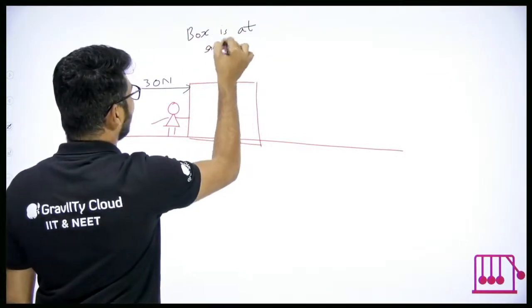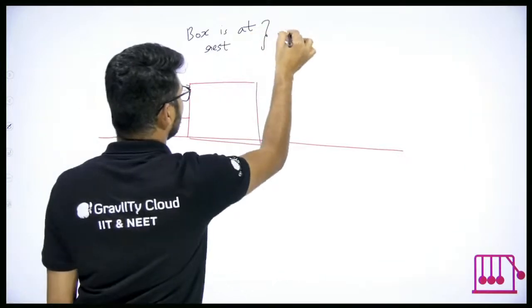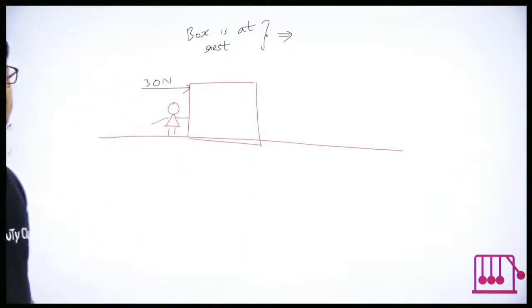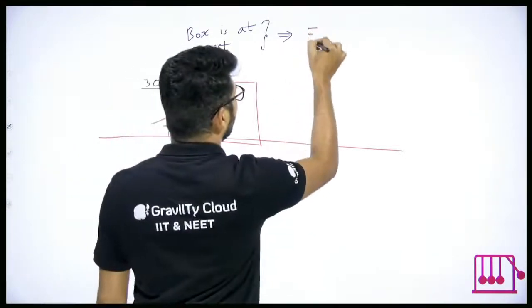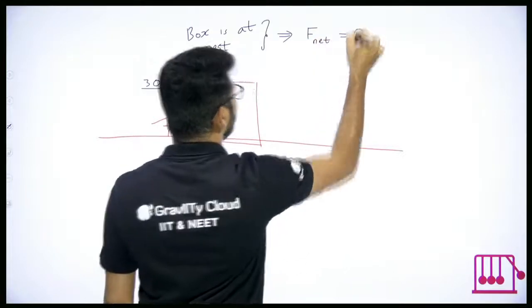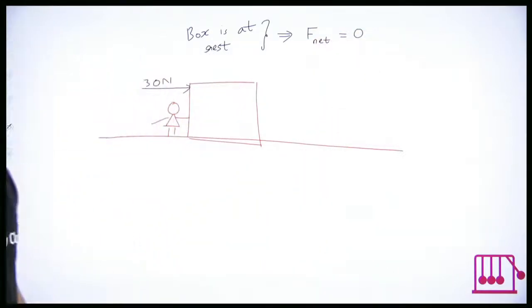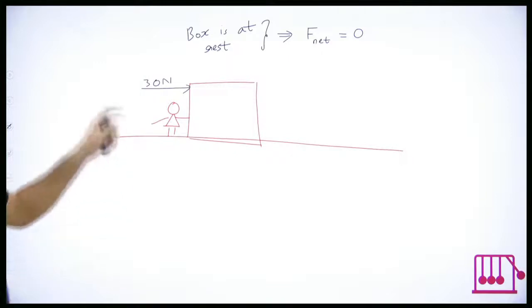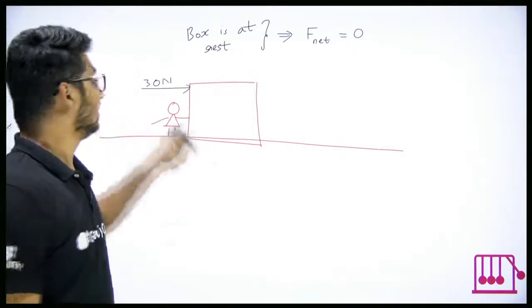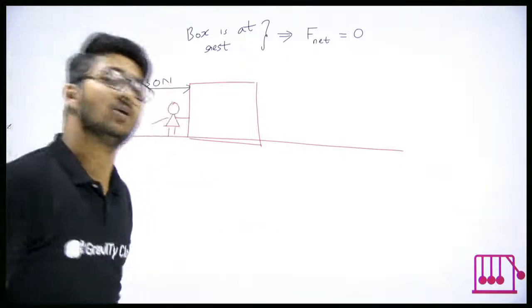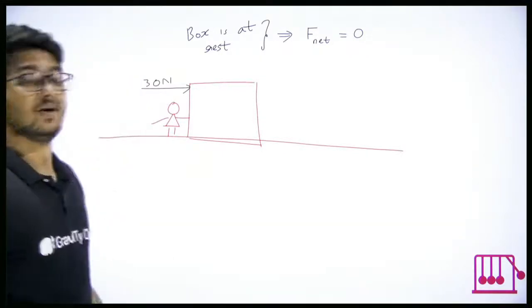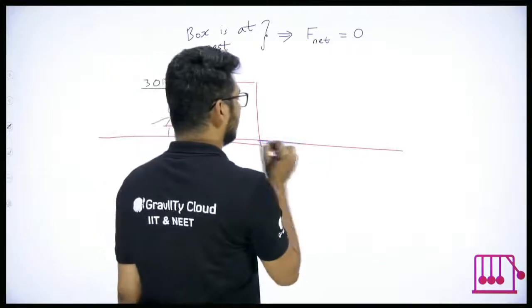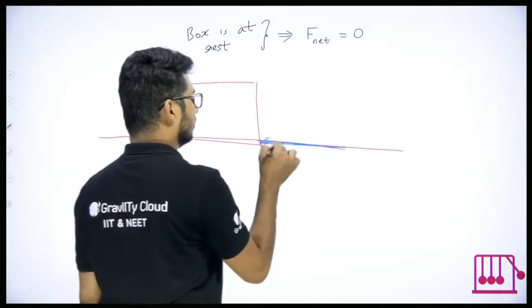So whenever any object is at rest, what does that imply about the net force? Whenever a box is at rest, what does that imply about the net force? That will mean net force is equal to 0. So there should be some force that is cancelling 13 Newton. Only then what will happen? Only then net force will become 0. And what is that force? That force will be exerted by the ground.